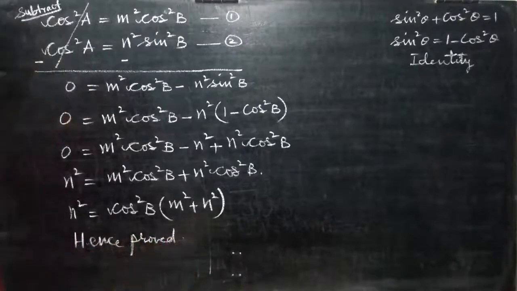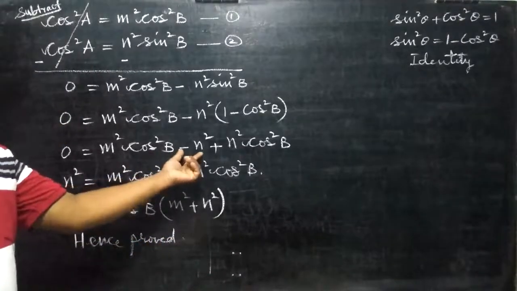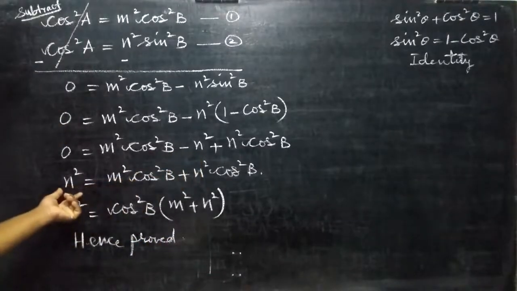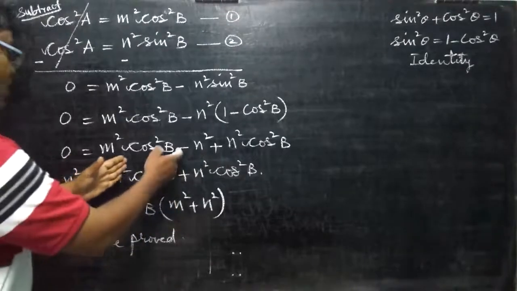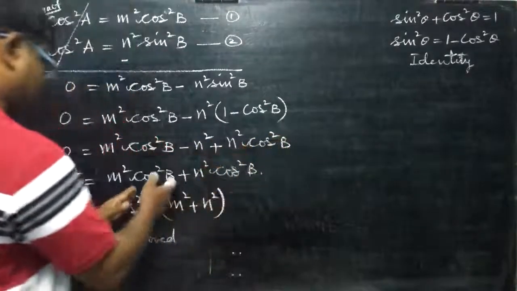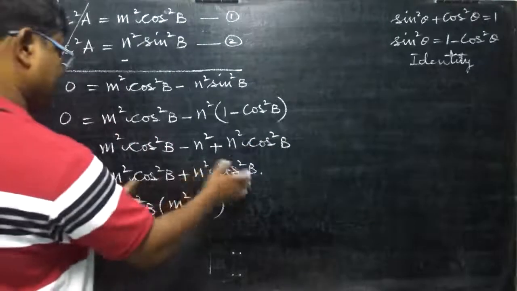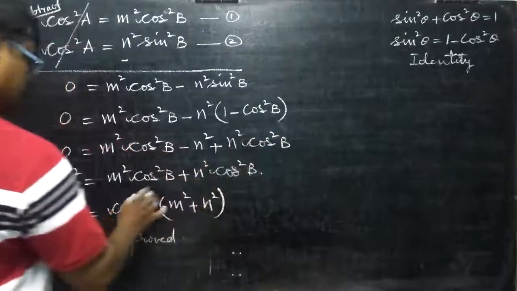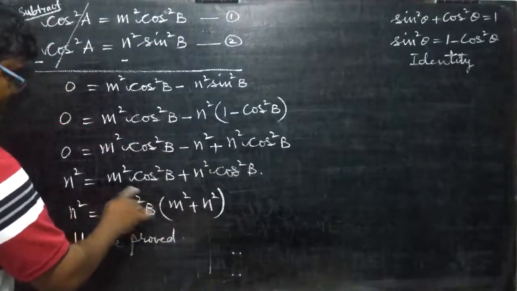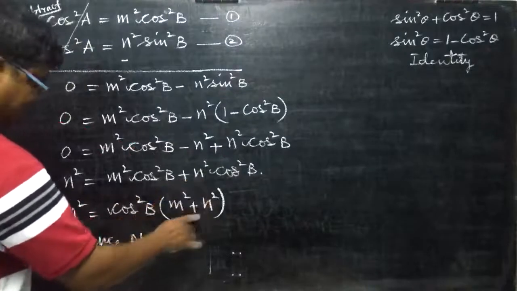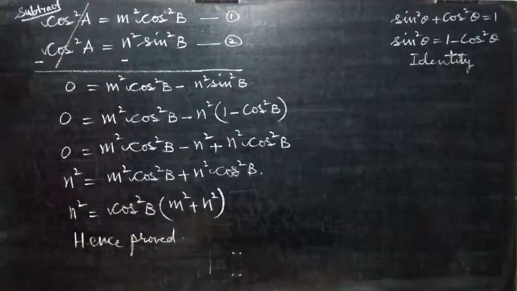Hence proved. Here this minus n square I brought from right to left as plus. And here cos square B is there. I took cos square B common from these remaining two terms. So what is remaining in the first term is m square, in the second term n square. So what they told us to prove, that only we got: m square plus n square into cos square B is equal to n square.